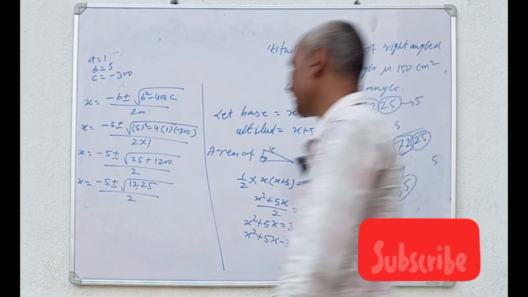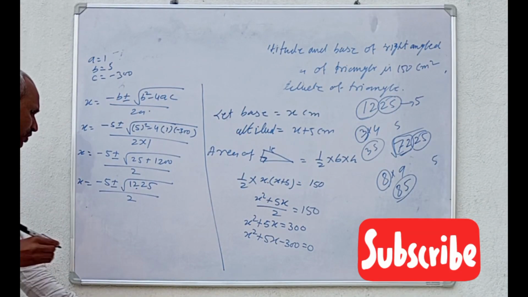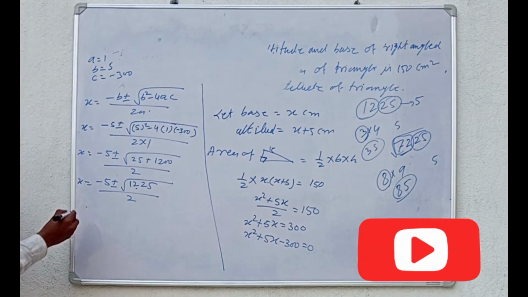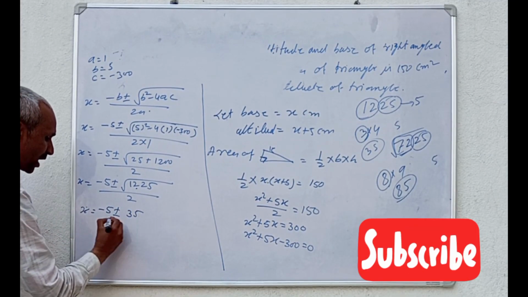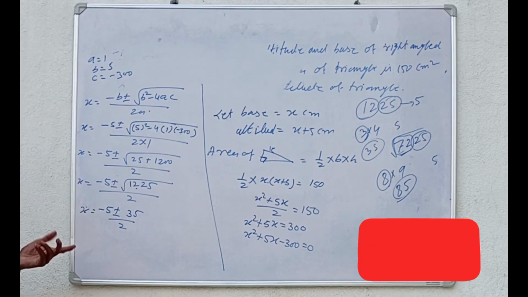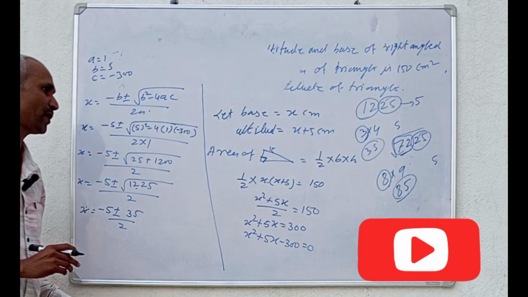So like this I can write directly for calculation purposes. Many short tricks are there. It will come one by one. x is equal to minus 5 plus minus 35 by 2. Now there is plus minus; one time we are taking plus, one time we are taking minus.